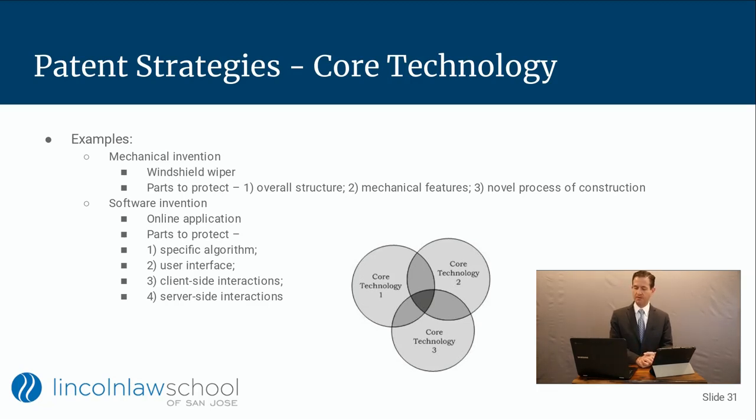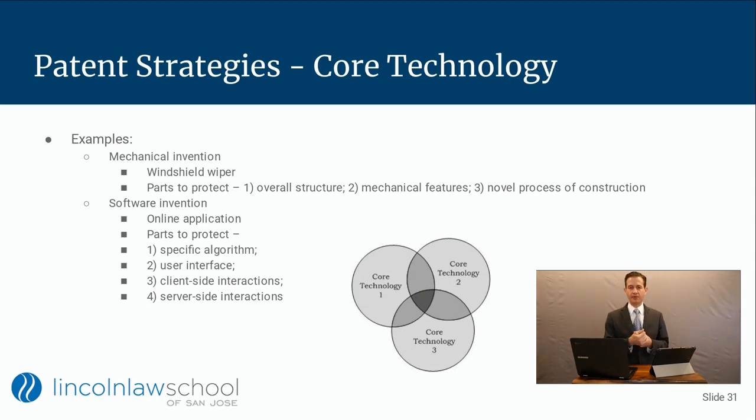I have two examples here, one of a mechanical invention of a windshield wiper, and we may want to protect the overall structure of the wiper, but we also may want to just protect the fastener and how it is attaching to the vehicle, or the methods that are being used to actually construct the wiper. So you might have one of a use, you might have one of actually making. Keep in mind, a patent protects the making, using, or selling of the patented invention. A software invention may be an online application, but there may be different types of parts that you might want to protect in relation to that invention.